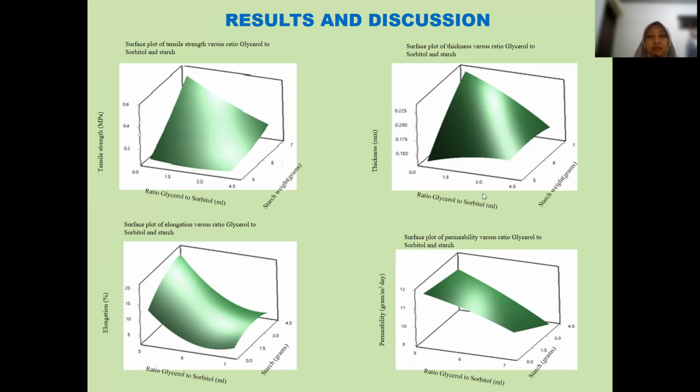The fourth image on the bottom right shows the best condition, where the ratio of glycerol to sorbitol is 2 to 8 and the starch weight is 5 grams, and results in a permeability of 11.83 grams per meter square day.